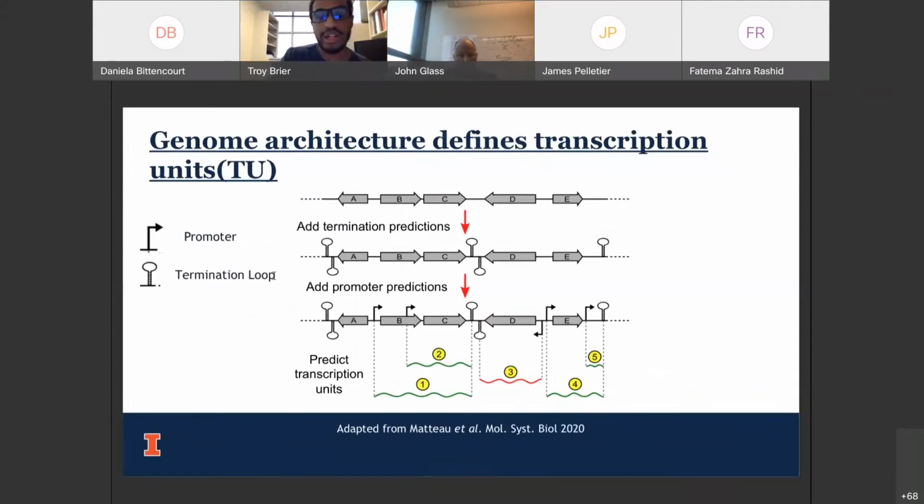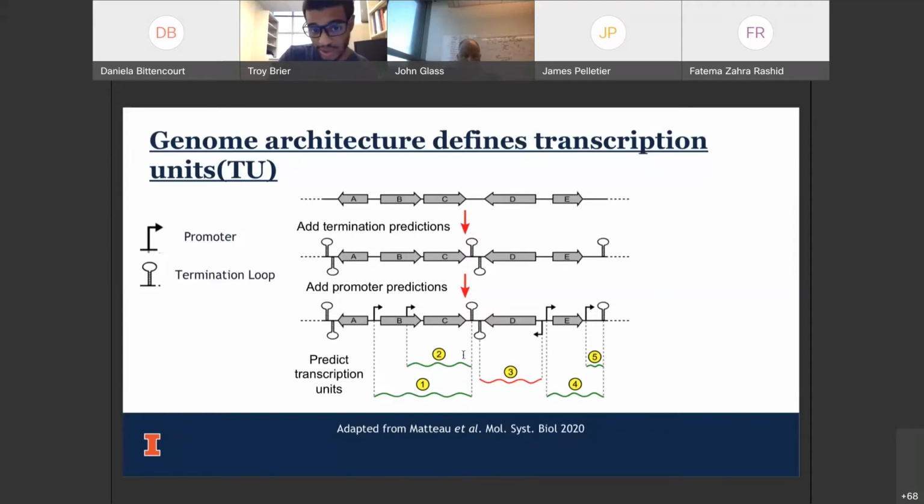And so this is done, and this figure is adapted from some work from Sebastian Rodriguez's lab, which he'll be talking, I believe, on Monday. Or next Monday, I should say. And so what was done here is you can then add in the term prediction, add in the promoter predictions, and define these transcription units.